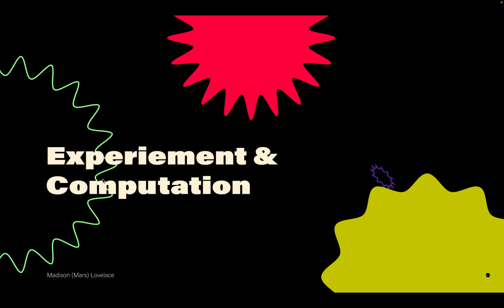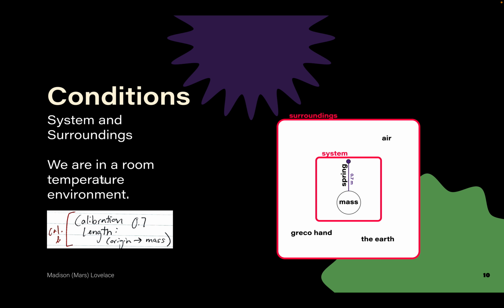So the experiment and the computation, the conditions: I used the lab video that was provided by Dr. Greco instead of doing my own. And the calibration length here was 7 meters from the origin to the mass. So in the system, we have our spring, our mass, and then the surroundings are Greco's hand, the earth, the air, etc. in that room temperature environment.